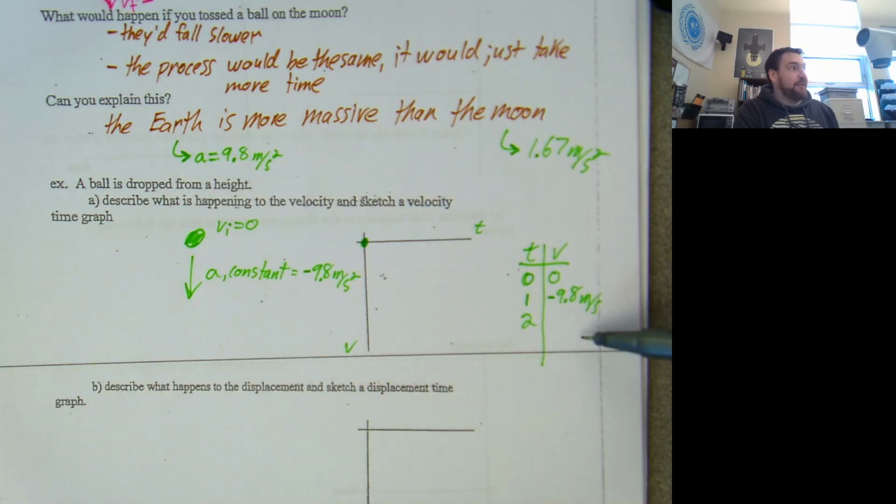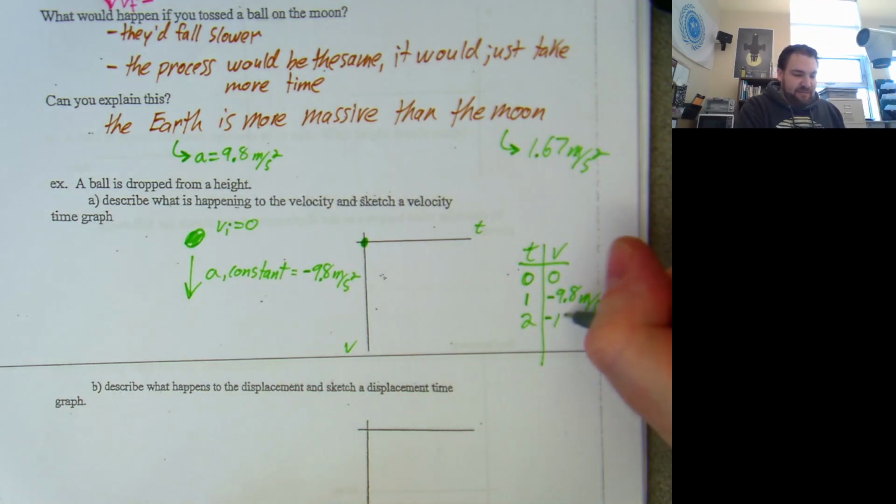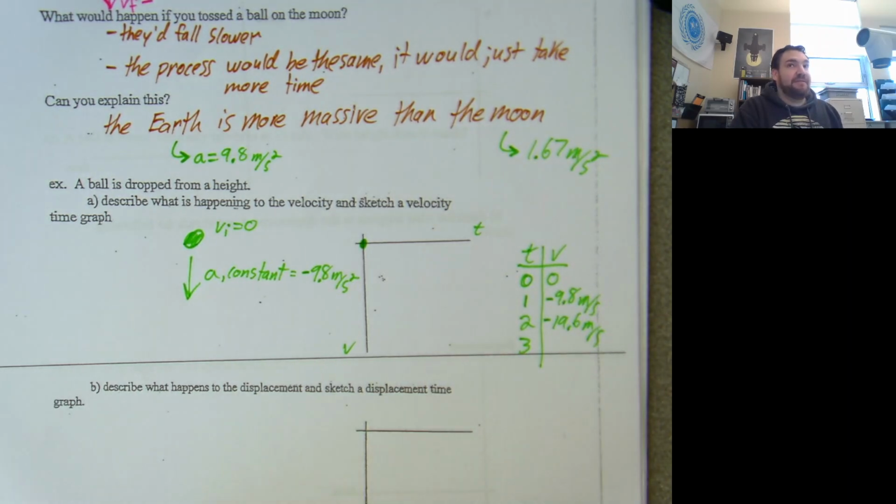Another 9.8 downwards. So negative, what's 9.8 times 2? What's 9 times 2? Yeah, 18. What's 0.8 times 2? So it's going to be 19.6. After 3 seconds, another negative 9.8. So it's 29.4.